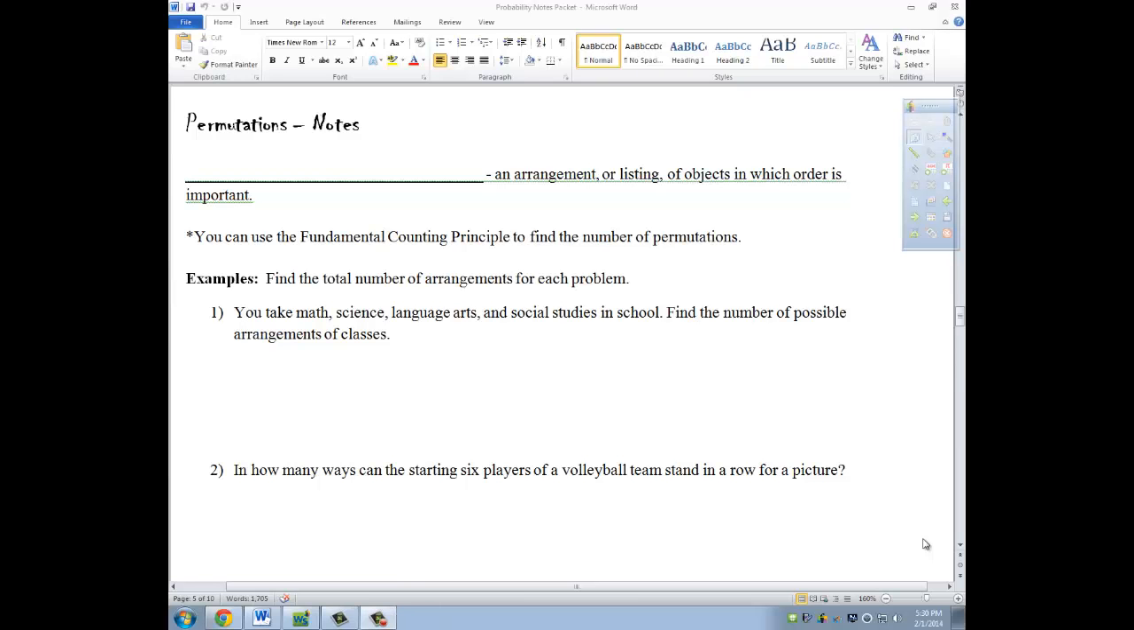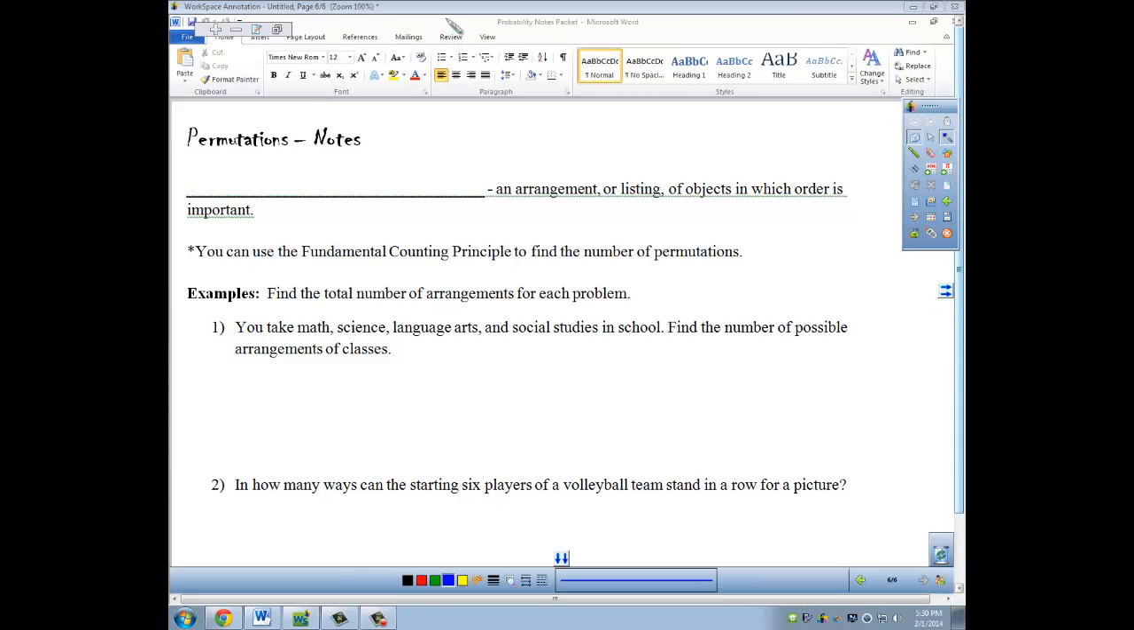Today we're going to be talking about permutations. It's kind of a weird word, but it's very common in probability. So a permutation goes in our blank. A permutation is an arrangement or listing of objects in which order is important. You'll see this very often when dealing with people running a race to see who comes in first, second, or third. Maybe picking people from a group, maybe to be on a sports team.